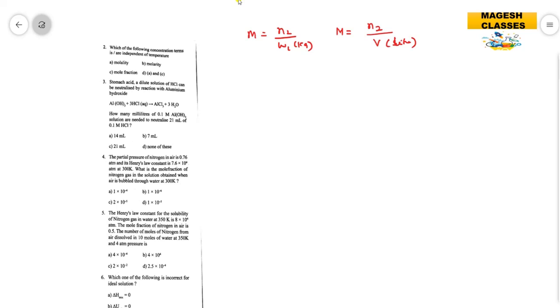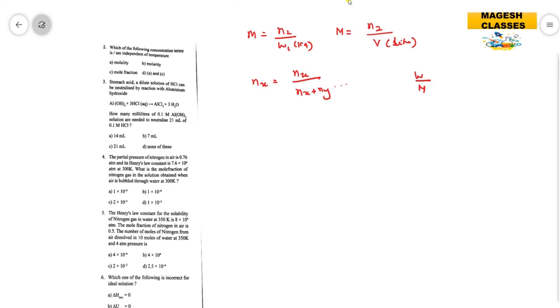And normality, the number of equivalents is calculated. And mole fraction, you know that the mole fraction of any species is equal to the number of moles of X in the combination divided by the total moles. So this is the mole fraction. The factor is W divided by molecular mass. So these are in gram.